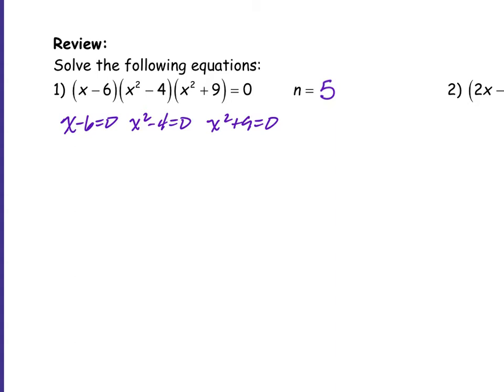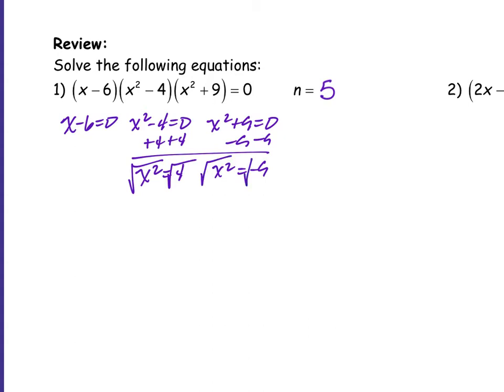So this one, I'm going to add 4 to both sides. I'm just going to do this one. Subtract 9. So x squared equals 4, and x squared equals negative 9. Square root both of them. And x is going to equal 6, plus or minus 2, plus or minus 3i.